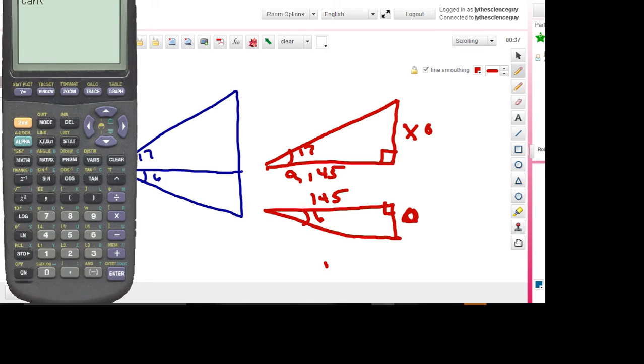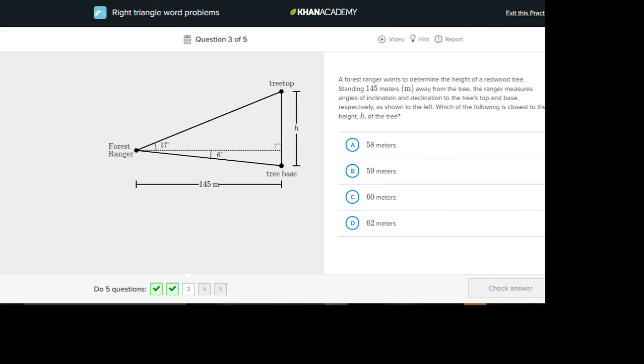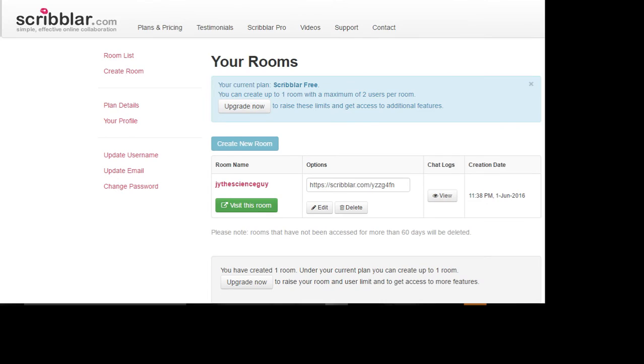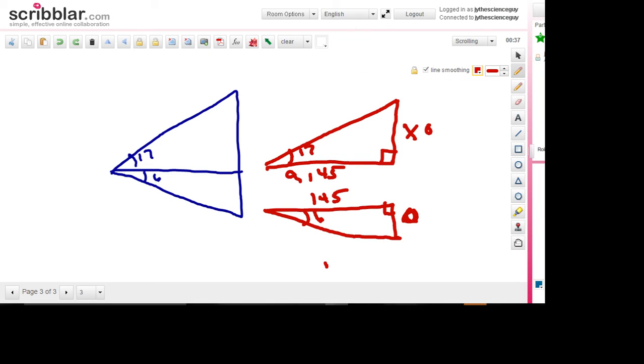Why don't you write the math question out before you try to put it in your calculator, so you know what you're doing? Write it all the way out. Tangent of 17 is equal to what over what? Did you even know you were supposed to do that? No, you put the angle in there. Because you can't put x into the calculator. The tangent of 17 is equal to what over what?